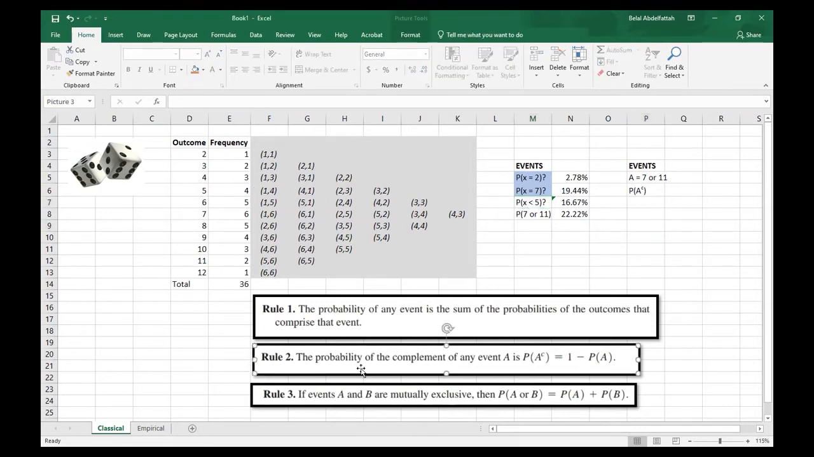So rule number 2 says the probability of the complement of any event A is P of A superscript C equals 1 minus P of A. And this is a shortcut method of trying to look for probabilities.